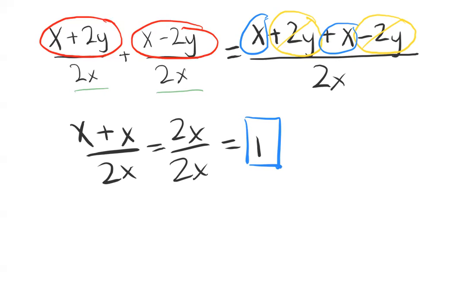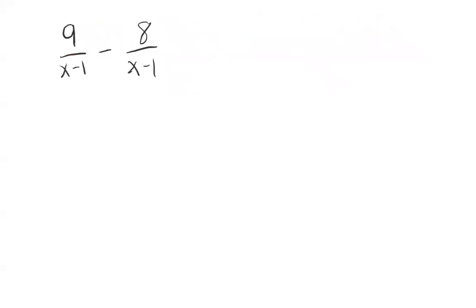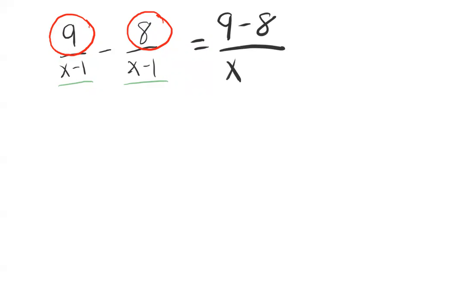Now let's go into some subtraction problems. Here's our first one. Again, a basic problem. Again, the process starts off the same way as with the addition. So now we're subtracting. So we're going to subtract our numerators and of course keep our denominators the same. So what we end up with is 9 minus 8 over x minus 1. And of course, 9 minus 8 is just equal to 1. So then our answer is 1 over x minus 1.